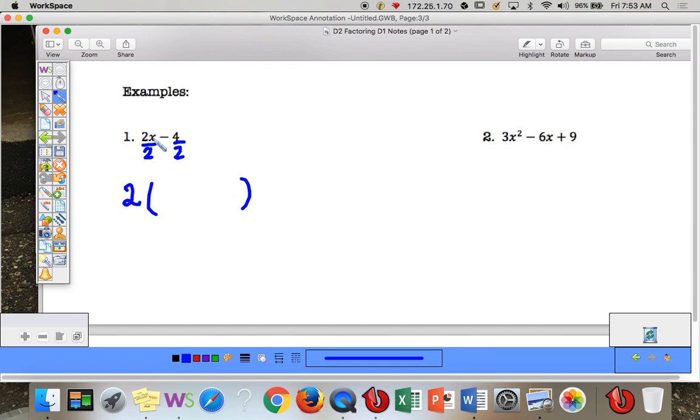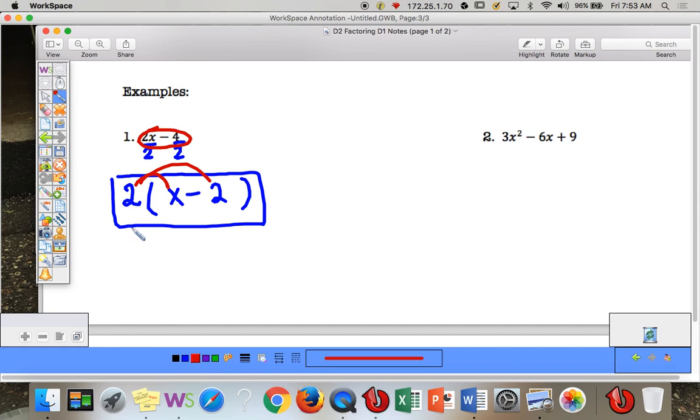So if we do that, 2x divided by 2 is x. 4 divided by 2 is 2. So these two are factors of 2x minus 4. If you want to check your answer, you can distribute, and you should get what you started with, which we do. So 2 times x minus 2 is the factored form, where 2 is the greatest common factor.